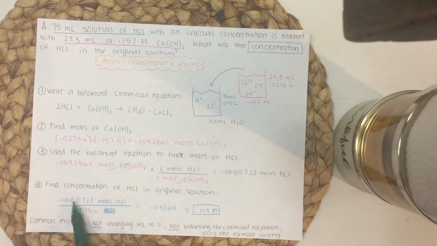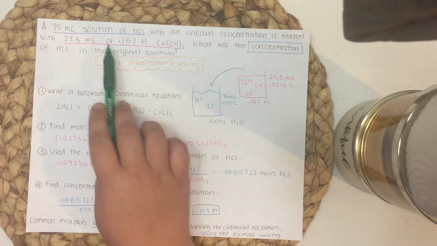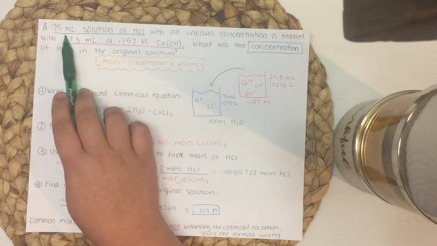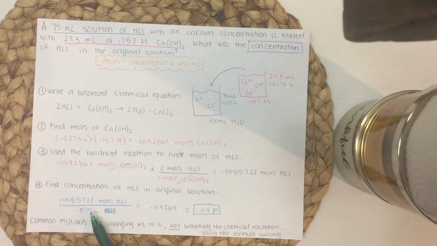Then from that, we can find the concentration of hydrochloric acid it's asking for in the original solution. So we're going to use the volume from the original solution, which is 75 milliliters or 0.075 liters. So we divide those two numbers and get 0.114269, which is about 0.114 concentration of hydrochloric acid, which would be the answer to the problem.